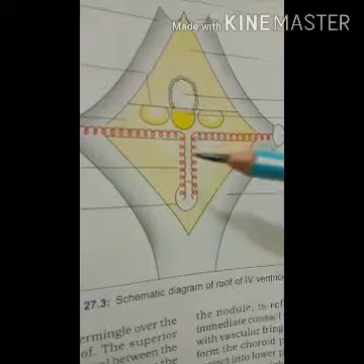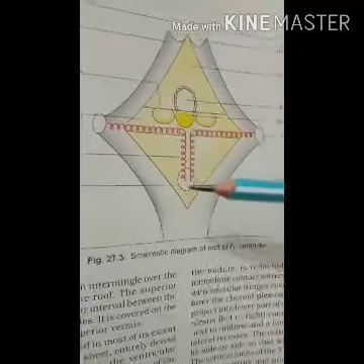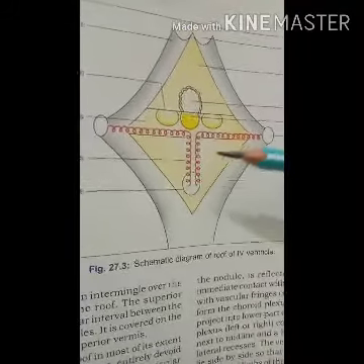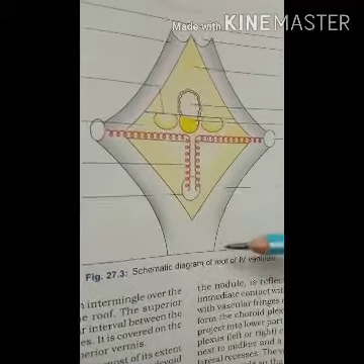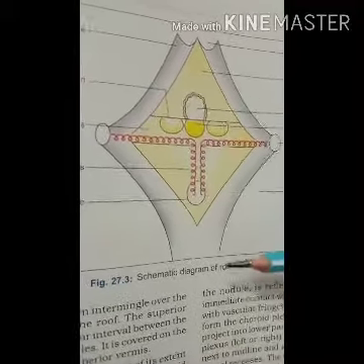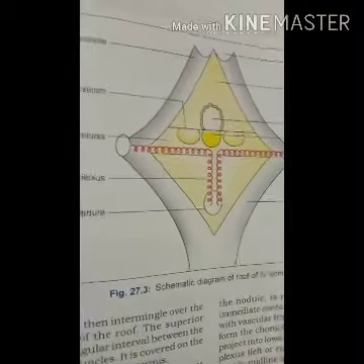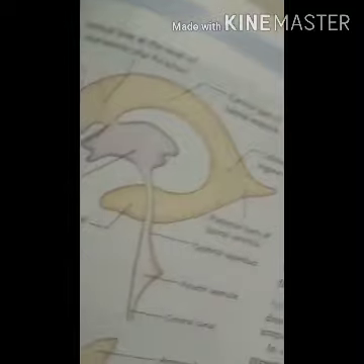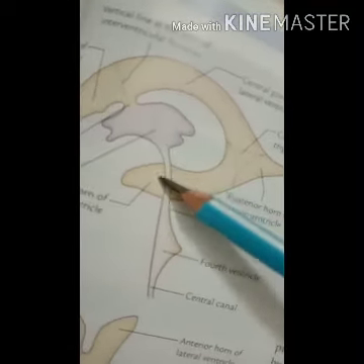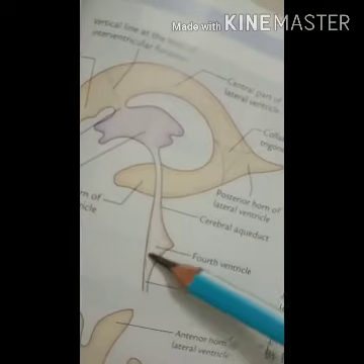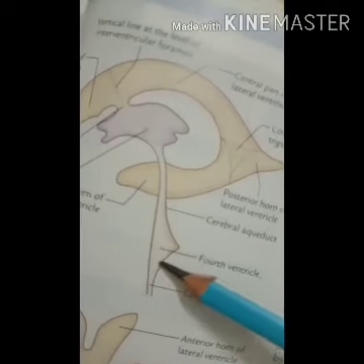Then the communications of the fourth ventricle. The cavity of the fourth ventricle communicates inferiorly with the central canal and superiorly with the cerebral aqueduct. In another diagram you can see the fourth ventricle, superiorly connected with the cerebral aqueduct and inferiorly connected with the central canal.